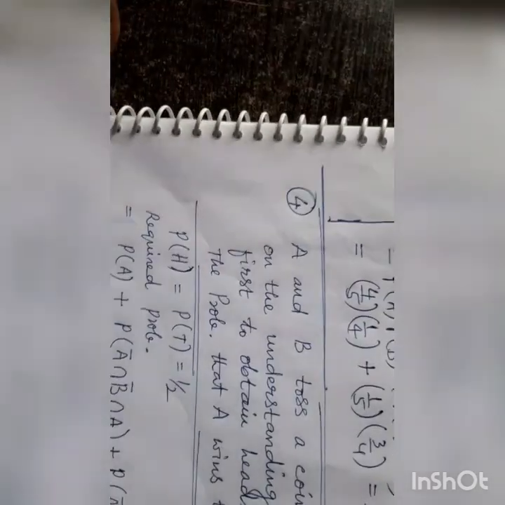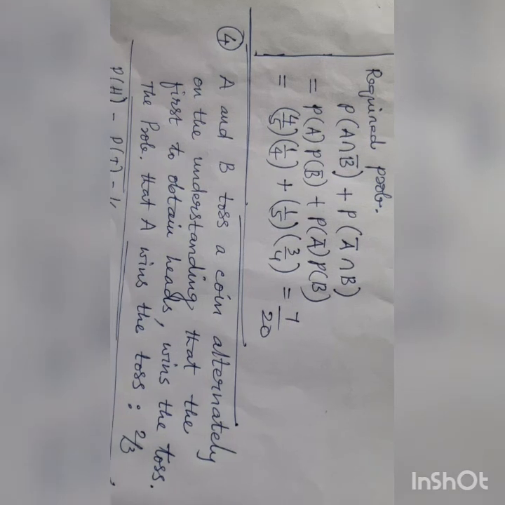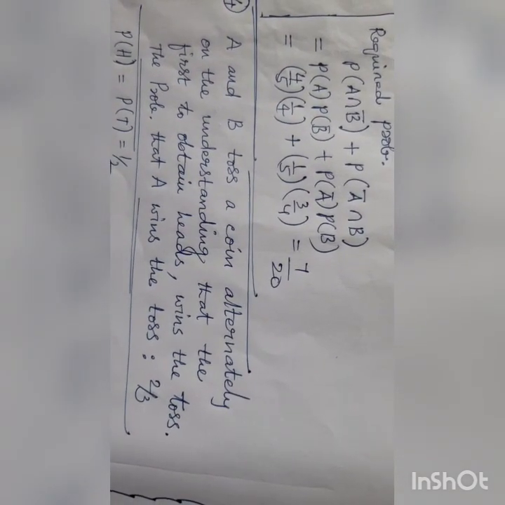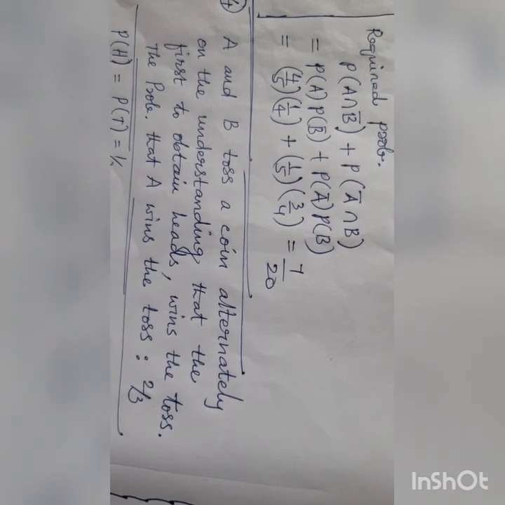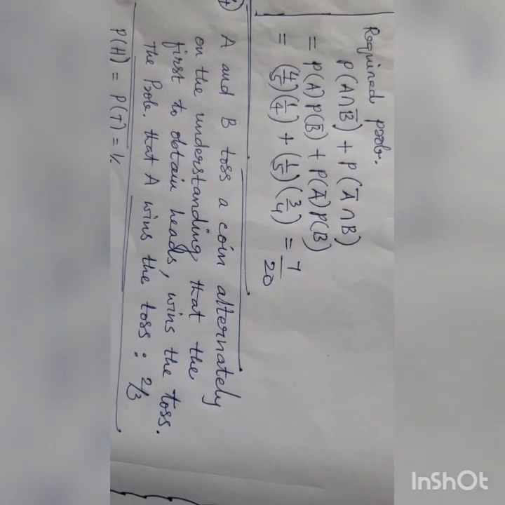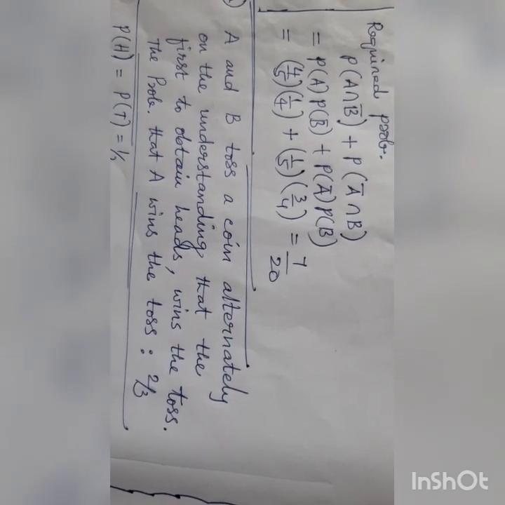This models A and B tossing a coin alternately on the understanding that the first to obtain heads wins the toss. The probability that A wins the toss is 2 by 3.